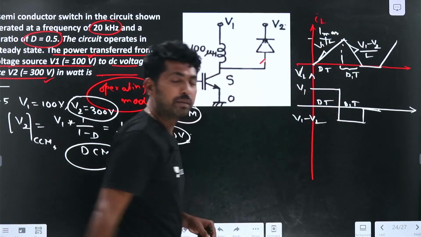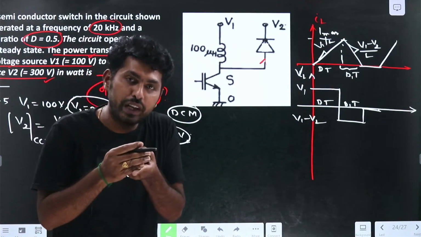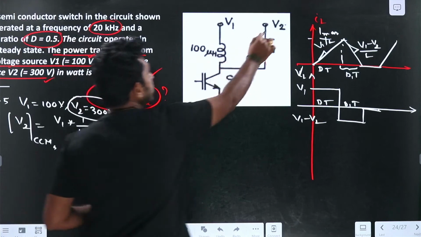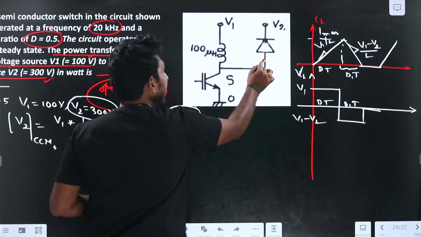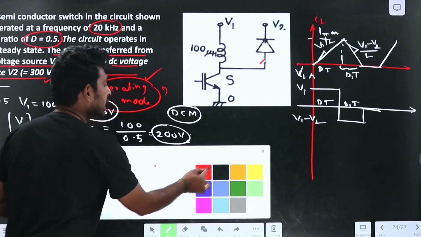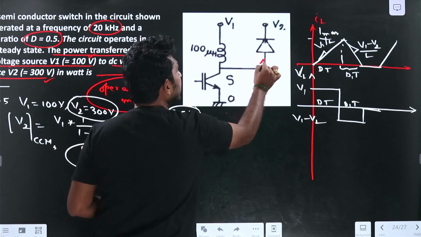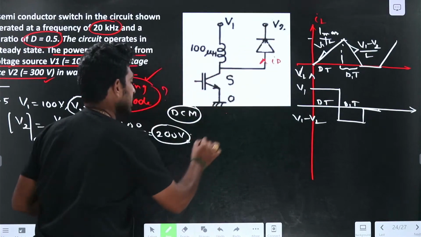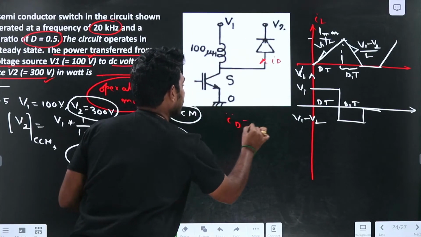Now, here my question is, the power is transferring from the source to the load. How much power is transferring from the source to the second source? The diode current ID into V2, the secondary source voltage. ID into V2 is the power.